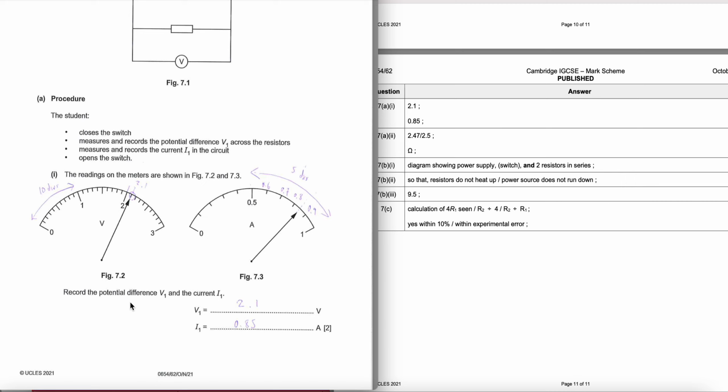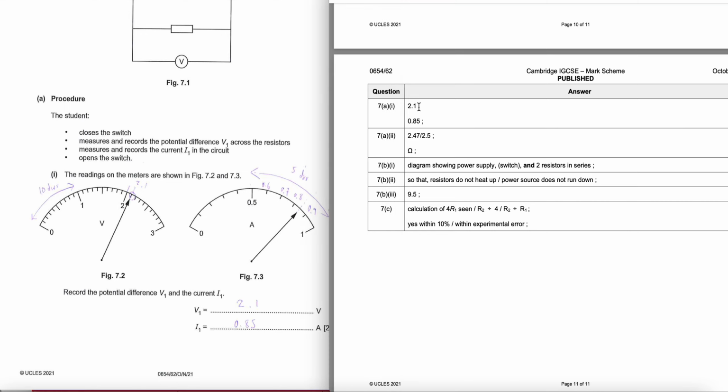We're going to record the potential difference V1. Well, V1's fairly easy. You notice our V divisions are 10 divisions to every 1. Okay, and so that means each one of these guys is going to be 0.1. Okay, so we're measuring to every 0.1 of a volt. We've got 2, or 1 after that, 2.1. And that's what the answer is in the mark scheme.